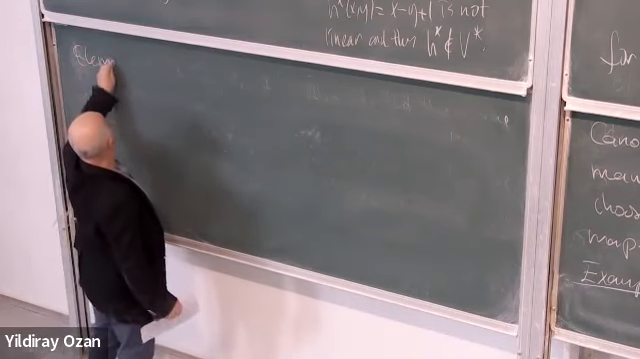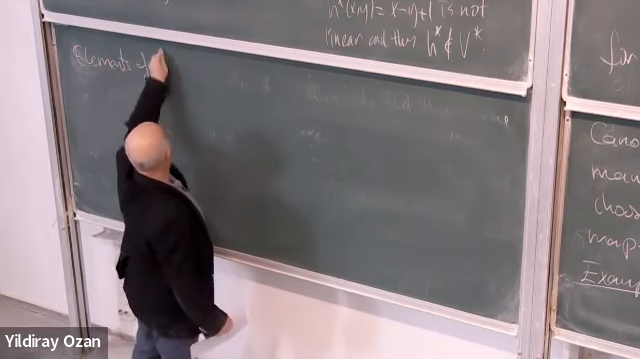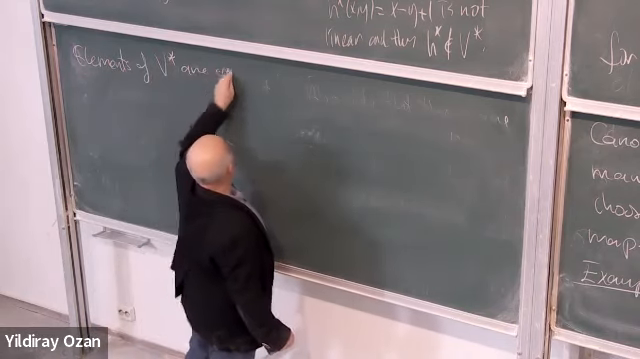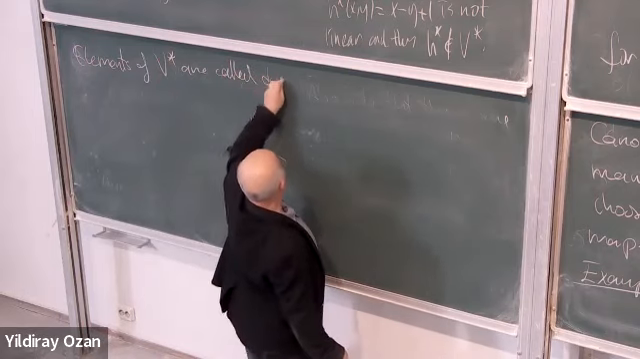Elements of the dual space are called dual vectors.